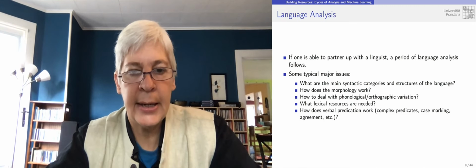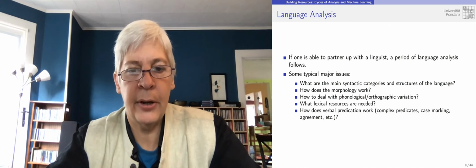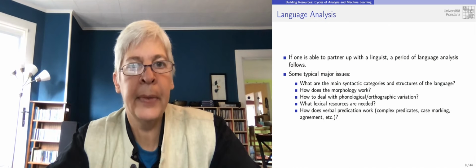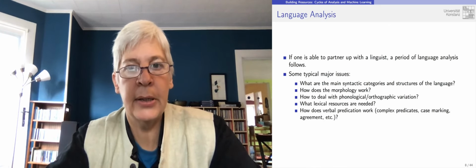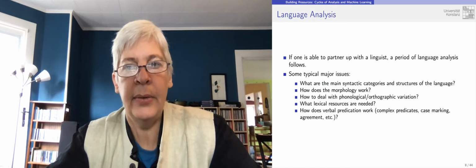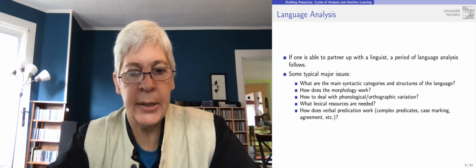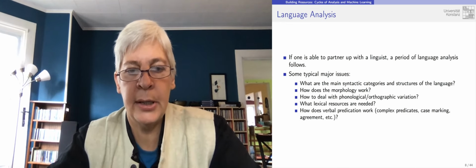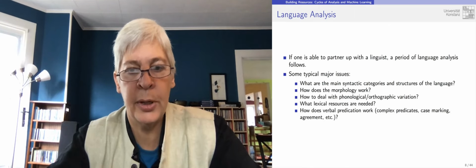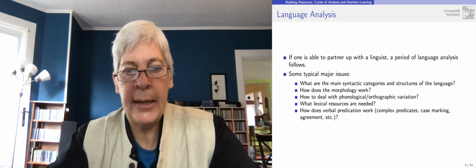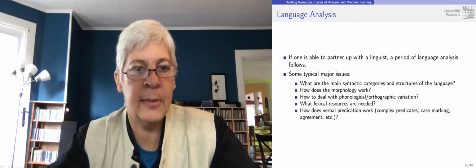So what are the main syntactic categories of the language? How does the morphology work? How does one deal with the orthography and with phonological variation? What lexical resources do you need? Well, of course, you need lots, but how many can you actually build in a certain amount of time that will be helpful? How does verbal predication work with respect to lexical resources? These languages have complex predicates where nouns and verbs combine together, adjectives and verbs, verbs and verbs, very different from what English does. So how do you deal with that? How do you deal with a case marking system, the very different agreement system, gender systems, etc.?